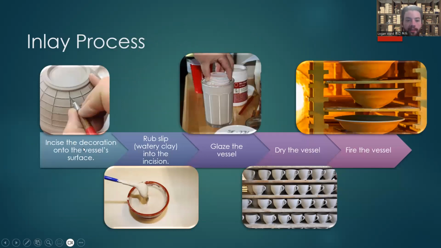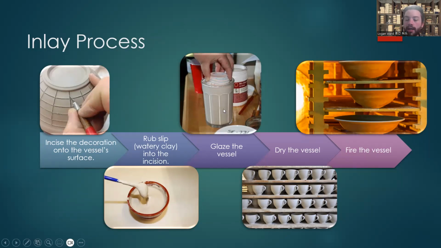So the way this works is you incise whatever image you want onto the vessel you have, when it's a little bit wetter. You've already formed it, and now you take a knife and basically draw on it. Then you take slip. Slip is a very watered down clay, and there can be different consistencies and colors of it. Different clays have different properties. You take that slip and rub it into the lines you just made on the vessel. Then you let it dry, and then you glaze it.